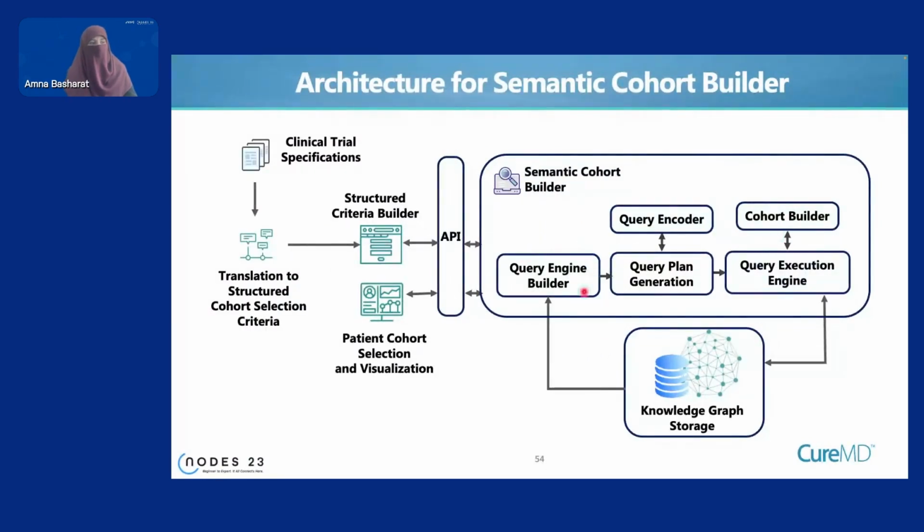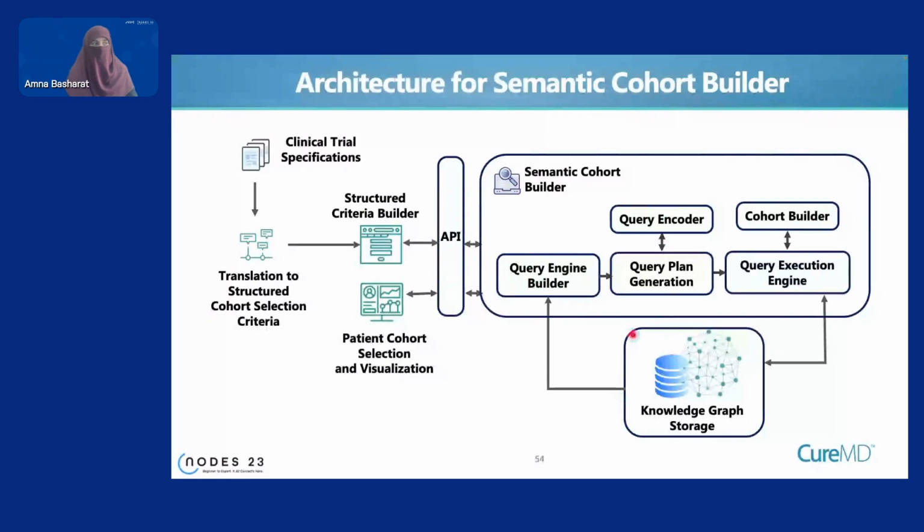Another thing to note is that we had this query engine builder also in place. The reason for this was that we expected that the knowledge graph would evolve. So if the schema of the knowledge graph changes, we invoke this query engine builder, which then generates the query engine dynamically so that the new query plan generation process is in line with the new schema.